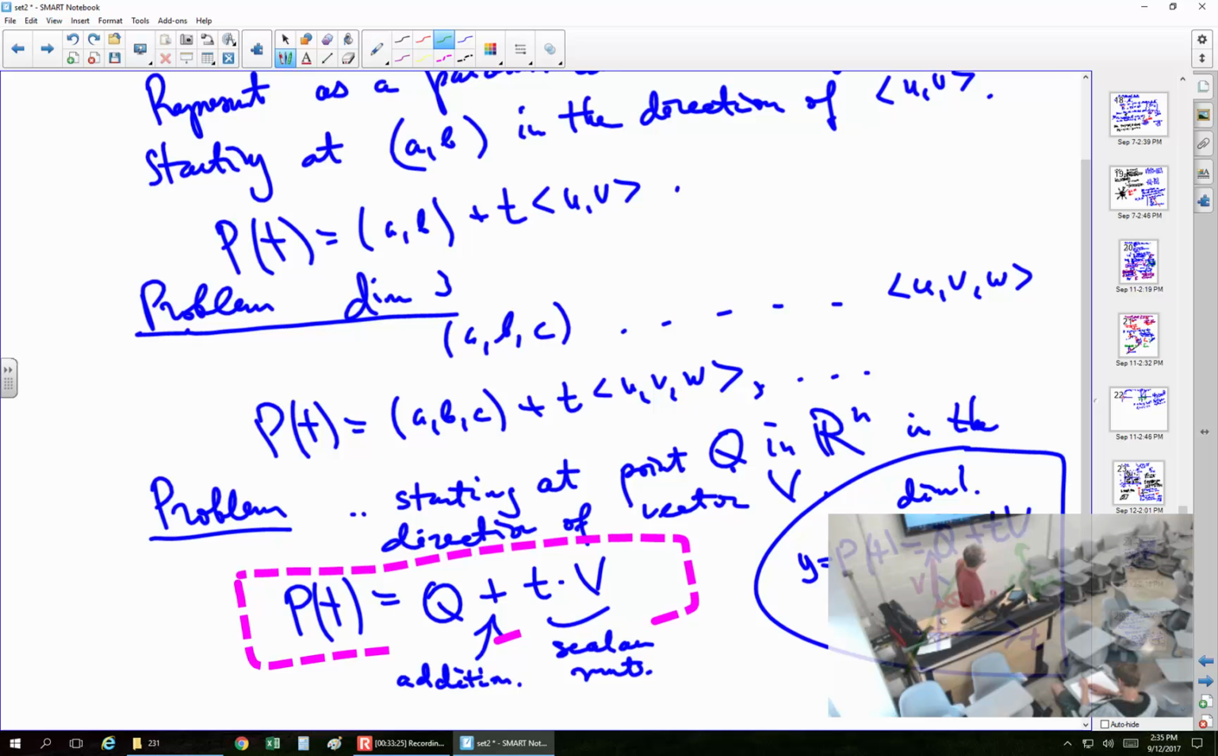Except here you have only moving in one direction along the y-axis, and here you're moving simultaneously in all directions. So you have to describe your rate of change as a vector rather than as a number. But once again, appreciate the equation that looks exactly the same. So Q plus TV, that's your straight line.